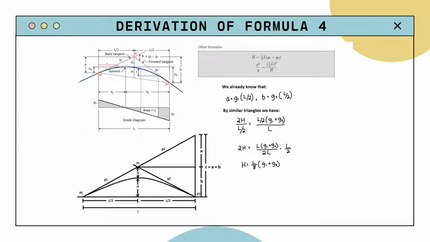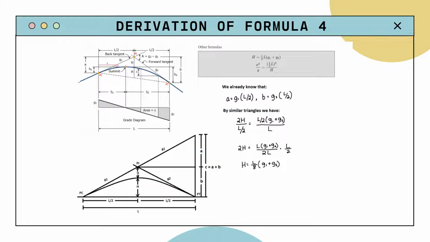For formula 4, we have H equals 1/8 L times (G1 - G2). So first we look at the figure. We extend the line PC-PI such that it will create a translation of the triangle in the bottom left, which is the PC, PI, and then the center of the curve, I guess you can say. So we translate it to the upper right side. Since it is a translation, the two triangles are equal, the bottom left and the upper right.